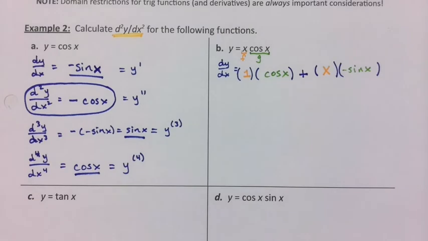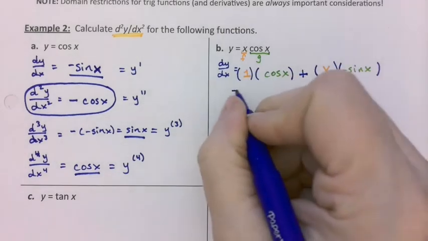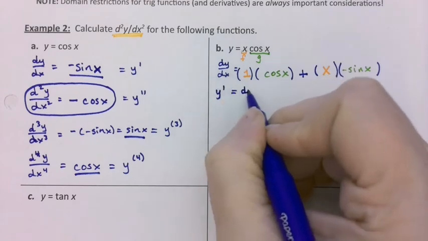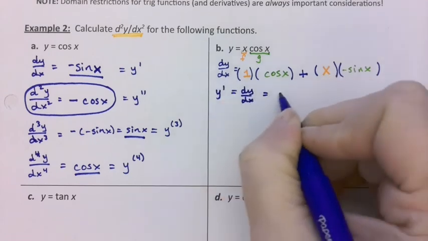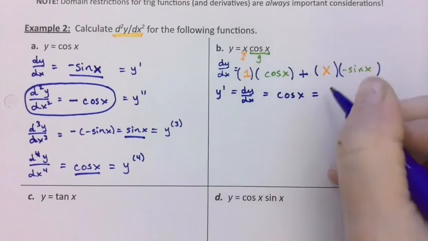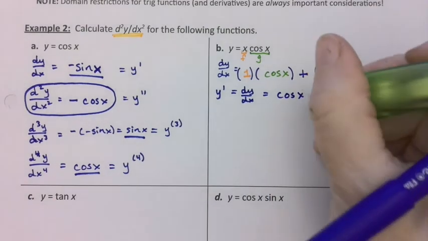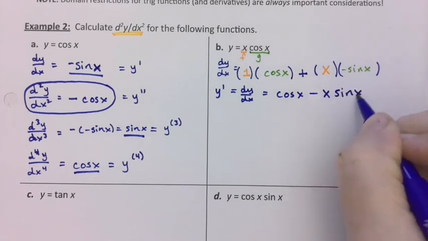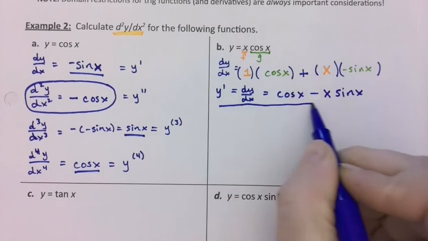All right, well then we'll just simplify this just a touch. This would be equal to y prime, or dy dx, is equal to cosine of x minus, not equals, minus x sine of x. All right, so that's the first derivative.